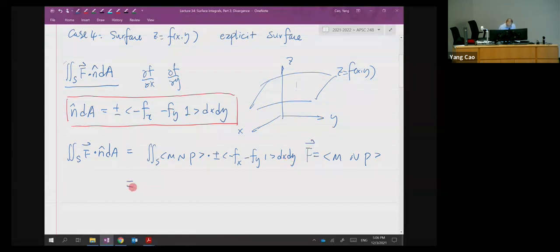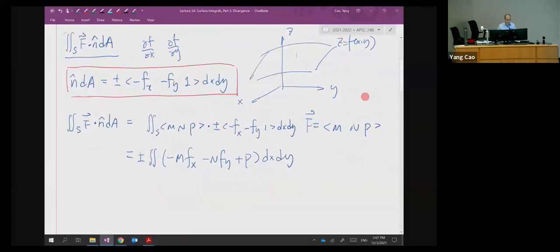Now I have the next step. I need to do the dot product. Let's take the positive and negative outside. Of course, for an actual question, you will pick a sign, either positive or negative. You're not going to keep both. Dot product: M multiplied by negative fx, and then N multiplied by negative fy, and then P multiplied by 1, dx dy. So this is the initial result after the dot product.